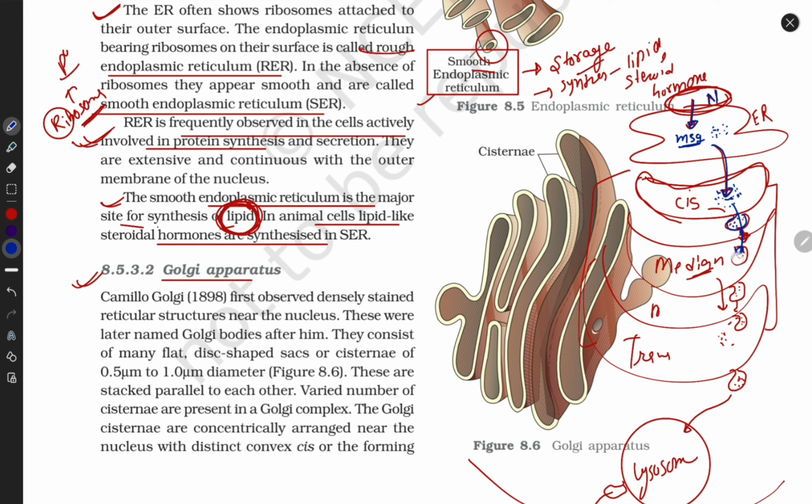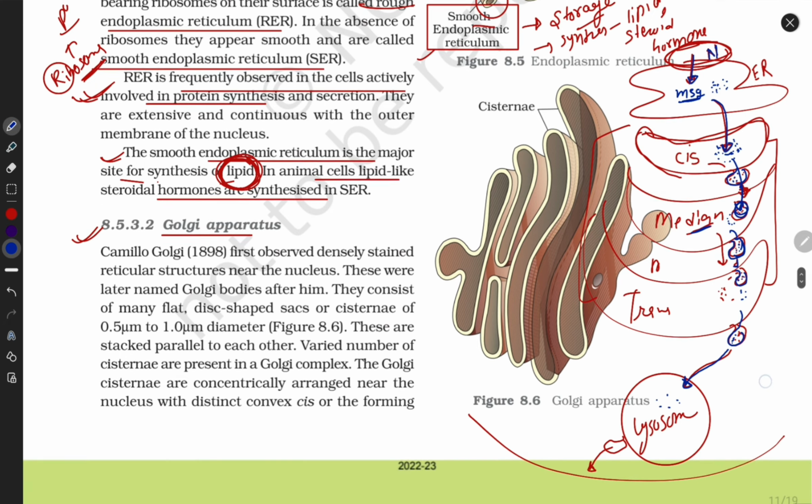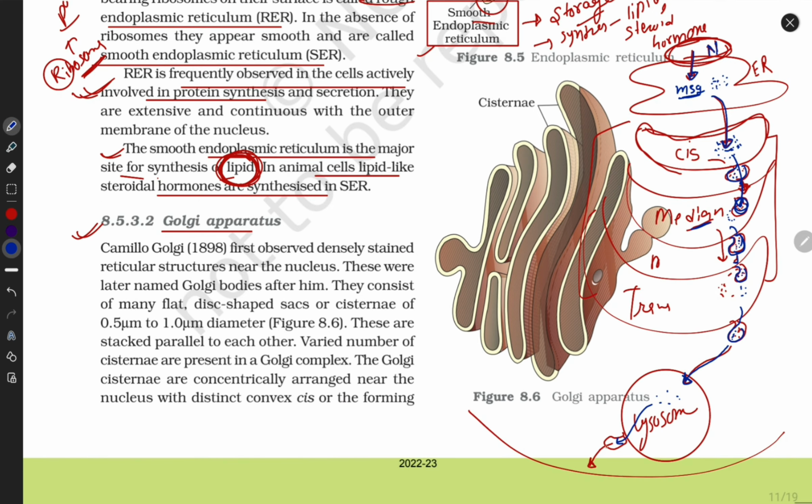And this vesicle is accepted by the median, and the median codes their message and transfers it towards the trans in the form of vesicles. This vesicle is accepted by the trans, and the trans gives their message towards the lysosome, and the lysosome will receive the message and code it according to their cell, and they provide the message to the plasma membrane. Guys, this is the endocrine system.